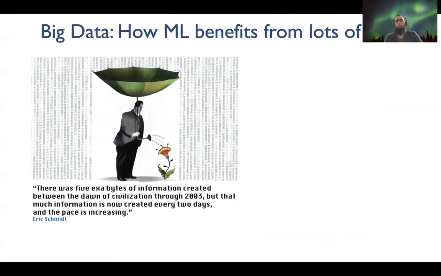So now we have seen how machine learning works. The real power these days in machine learning comes from big data. Eric Schmidt, the CEO of Google, was reported to have said many years ago that there were 5 exabytes of information created between the dawn of civilization till 2003. But that much information is now created every 2 days, and the pace continues to increase.